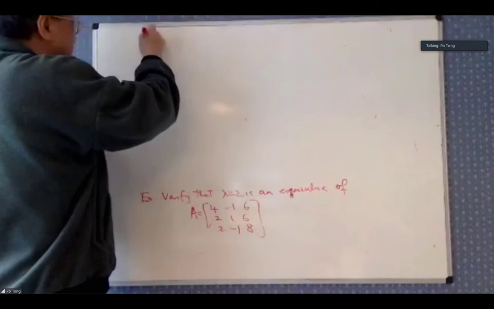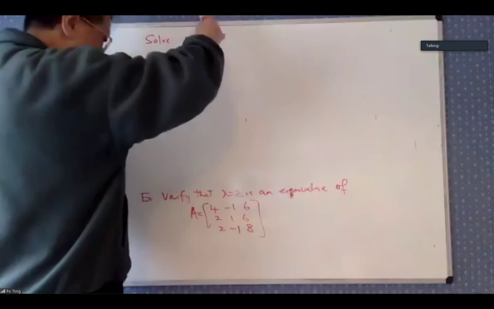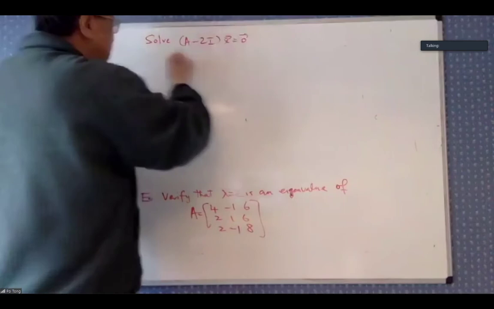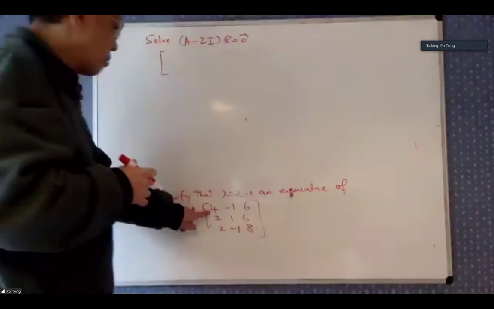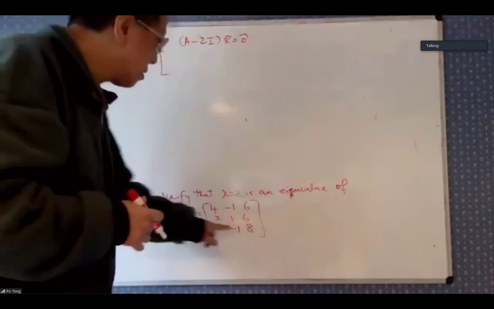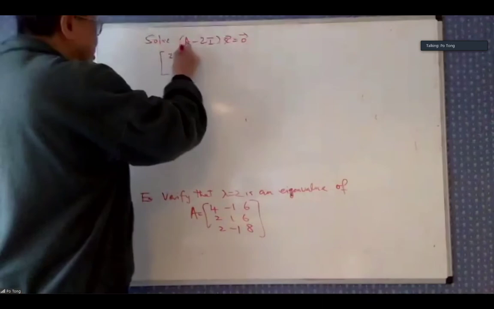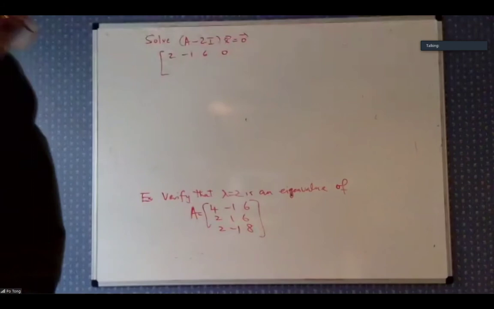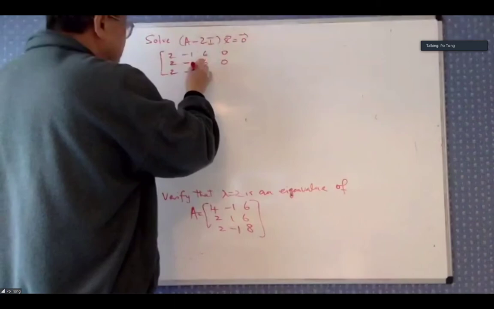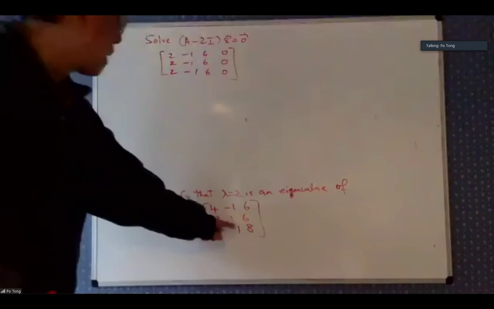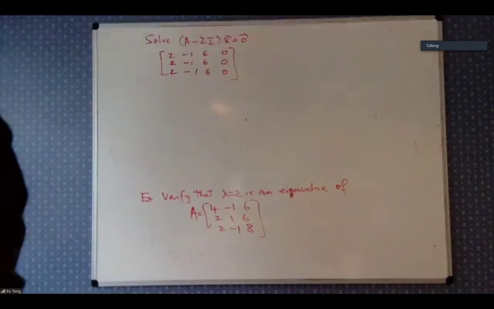Okay, so we basically need to solve A minus 2I x equal to 0. So we take that matrix, and I need to subtract 2 everywhere here. When I subtract 2, I have 2 minus 1, 6. Subtract 2 from all the diagonal entries. Are you guys following me?